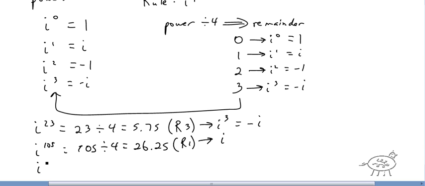Okay, i to the 200th power. Well, that's really nice. I know that one's remainder 0. 200 divided by 4 is 50, and it's got a remainder of 0. So that's just i to the 0, which is 1. Okay, so that's how you do all the i's. No matter what the exponent, you just divide it by 4, and whatever the remainder is, that's your exponent, and then you go from there. Okay, it's pretty mellow.